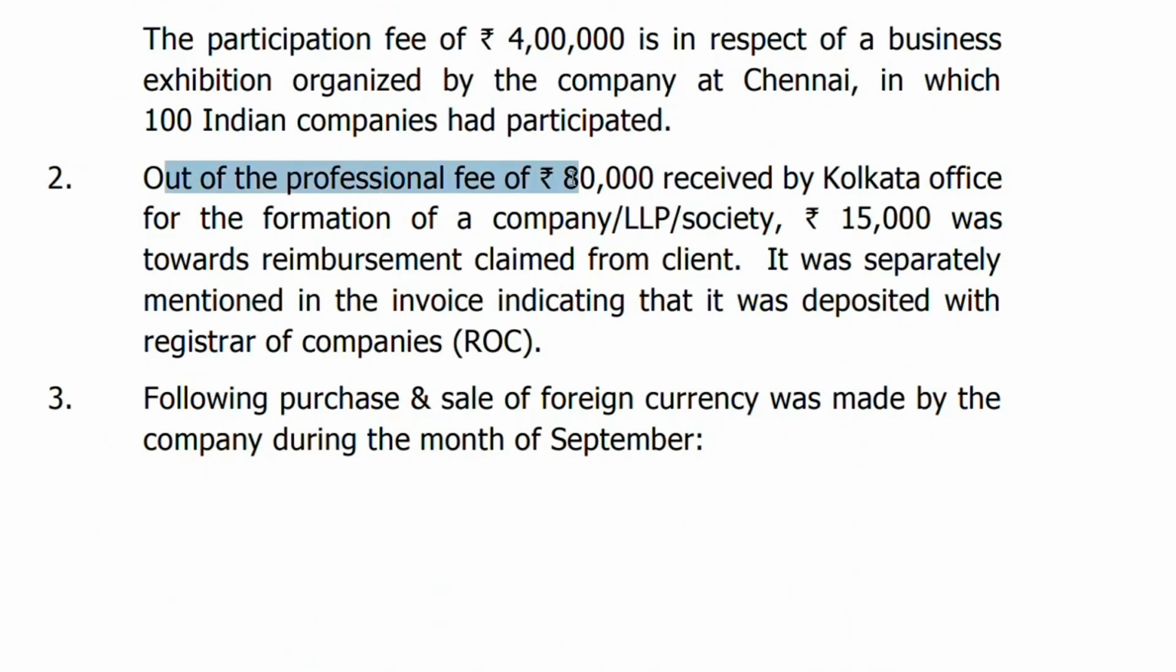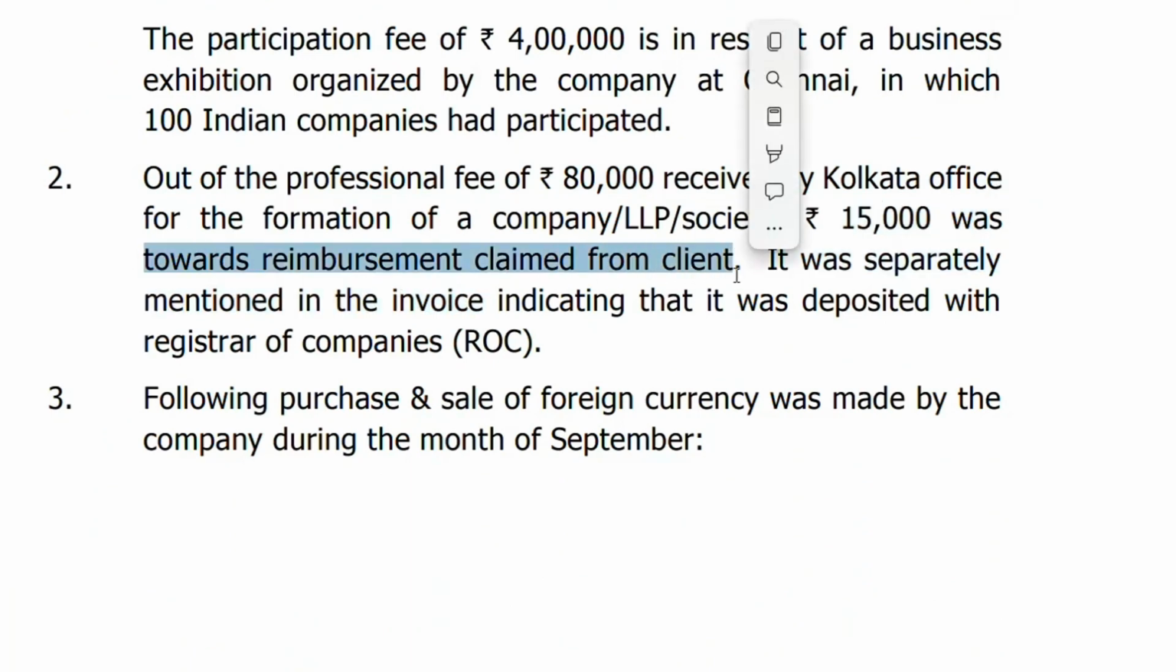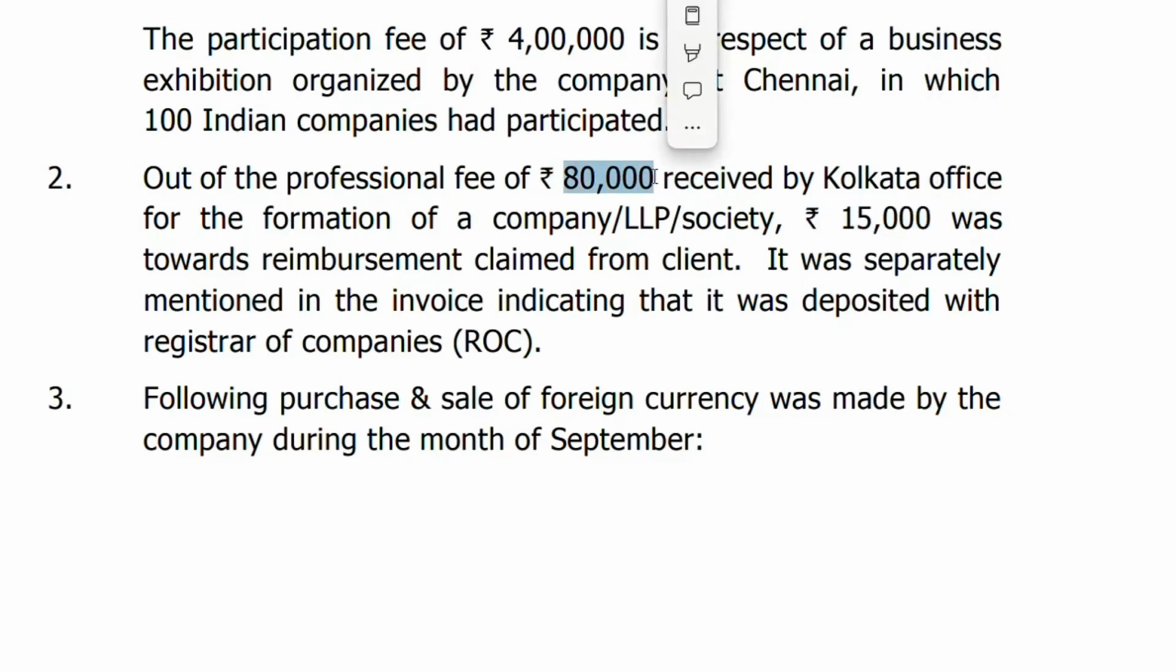Out of the professional service of 80,000 received by Kolkata office, rupees 15,000 was towards reimbursement claimed from the client. Now what happened here? 15,000 was given by the client for some transaction which was undertaken by the company on behalf of the client. Now they are reimbursing the same amount to the Kolkata office. So we cannot include that in professional fees, right? Reimbursement is different from professional fees. So you have to deduct 15,000 from 80,000. So the net amount comes to 65,000, which is the professional fees.